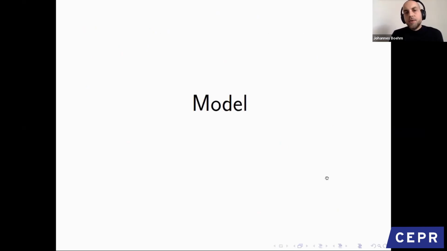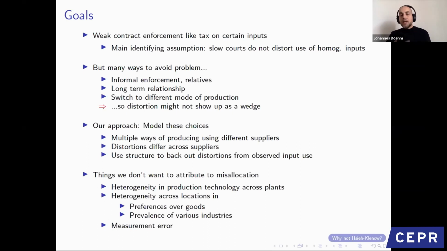So in that sense, these reduced form regressions suggest that there are distortions, and these distortions are coming to some extent because courts are not perfectly enforcing contracts between buyers and suppliers. Okay? So we're going to have a model where weak contract enforcement acts like a tax on certain intermediate inputs, namely those intermediate inputs where you're facing potentially a holdup problem, so relationship-specific inputs.